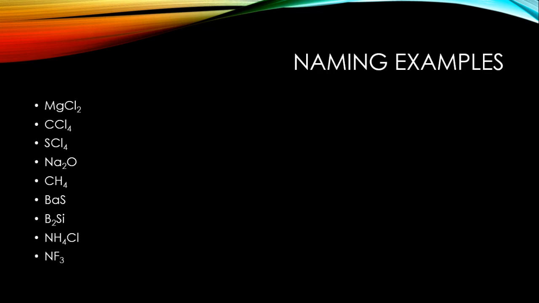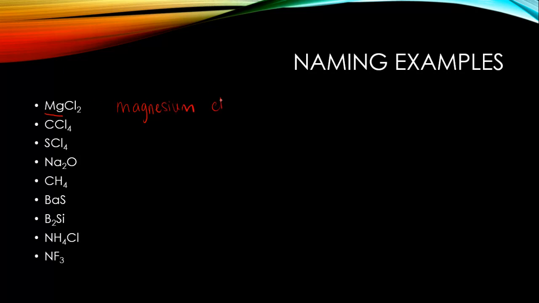So here are some naming examples. When I look at this one, what I'm going to have to ask myself each time is, is it ionic or is it covalent? In your first practice set, I'm going to have you identify if it's ionic or covalent and then name them accordingly. I look here and I see magnesium. Magnesium is a metal, so that means this is ionic, and I'm not going to use any prefixes. I'm just simply going to name the first element, which is magnesium.